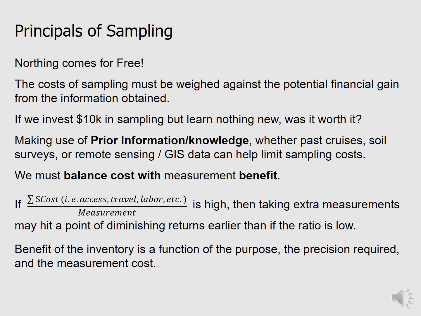We are trying to balance the cost of sampling with the benefits of measurements, meaning that if we have a high cost to measurement ratio, taking extra measurements may hit a point of diminishing returns earlier than if the ratio is low. The thing to take home from this is that the benefits of an inventory are a function of its purpose, precision, and cost.